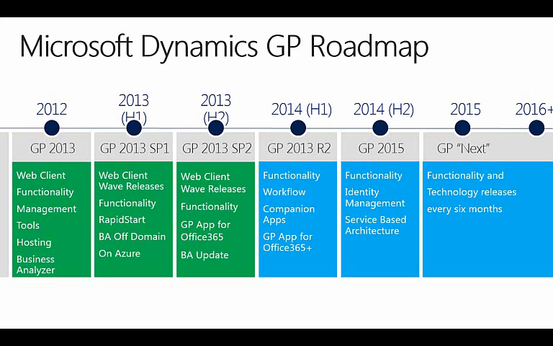And now we're seeing in the first half of 2014, they have released the R2 version of GP 2013, which added quite a bit of new functionality along with a built-in workflow functionality. They're also going to be looking at companion apps that will be tied directly into GP, and also apps that are going to be tying GP into Office 365. We can see from the calendar that we are expecting the release of GP 2015. They say second half of 2014, but that will probably end up being late December, early January of 2015 when the next version comes out.